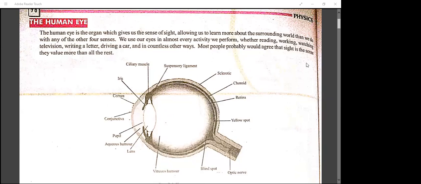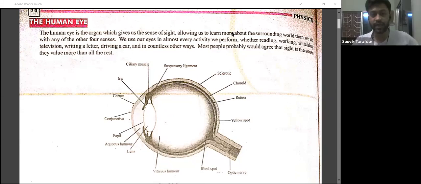So see here, this is the human eye. And today we are going to start from here, from the human eye. See here, this is the picture of the human eye, and first I will show you the different parts of the human eye, and then slowly I will tell you which part does what work.